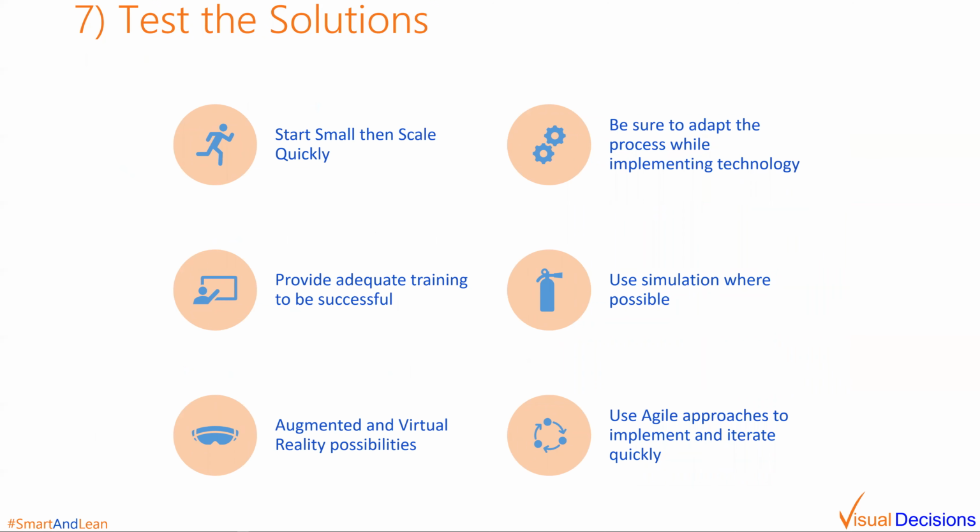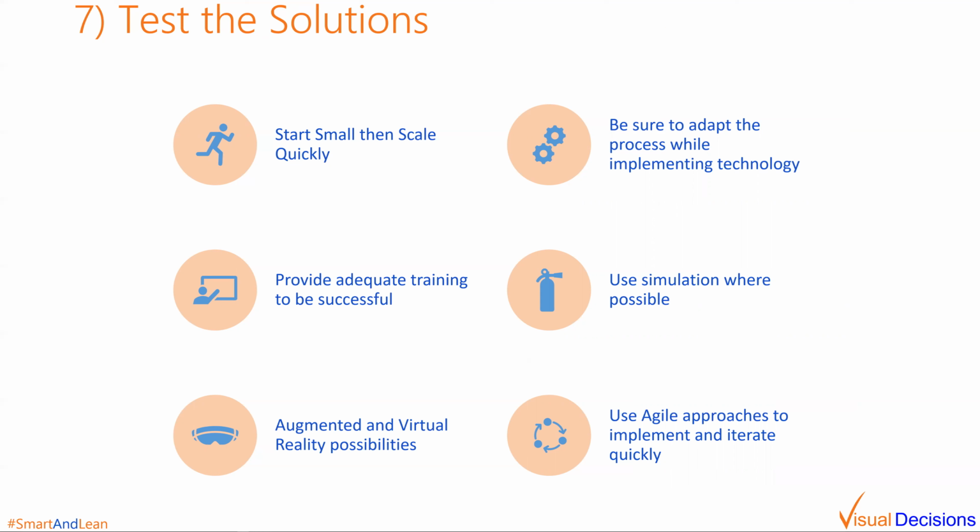Step 7 is testing the chosen solution or solutions. If you're implementing technology as part of your solution, you want to make sure that you adapt the process and provide adequate training to your people for that process change. Simulation provides another key capability here from an Industry 4.0 perspective. If the potential solution is something that requires capital investment, simulating the solution in advance of making the investment can provide evidence that the solution will actually have the desired impact.